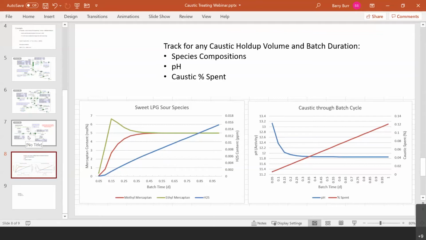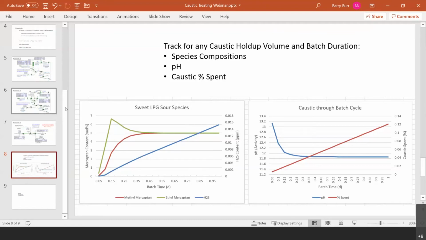So that's the purpose and the key results that you're going to see by using the batch caustic pre-wash simulation. So we get quite a few requests for both the Mirox or Mirachem style unit for caustic mercaptan extraction, and we also get quite a few requests to analyze the progress or the capacity of a caustic pre-wash vessel too.